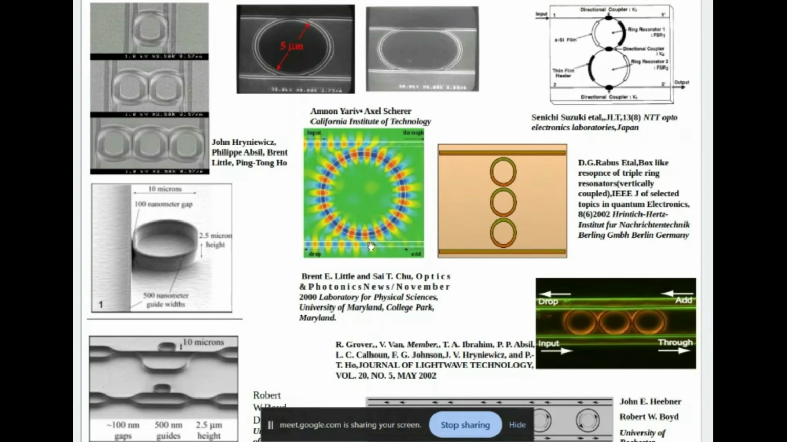Now, a few slides I will use to show you recent developments. So these are called ring resonators. If you want to make more compact photonic integrated circuits, you have to use ring resonators.